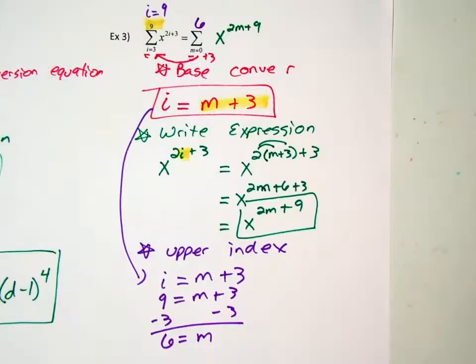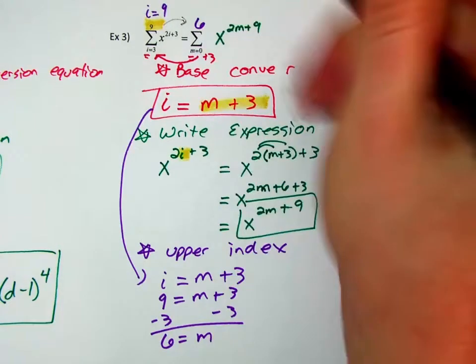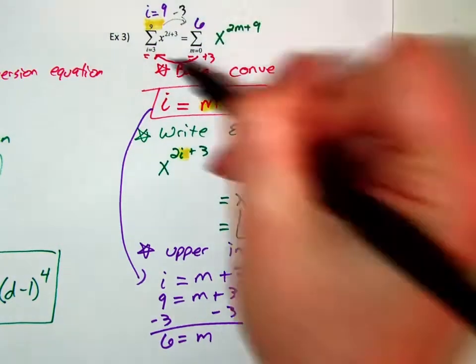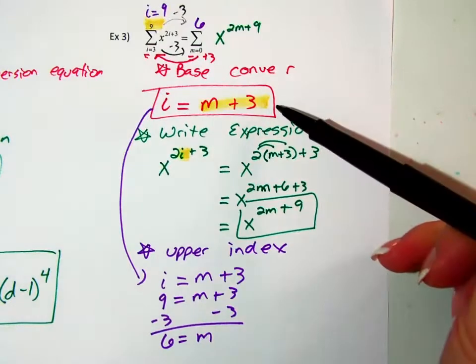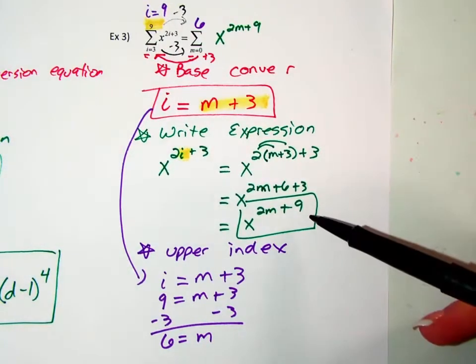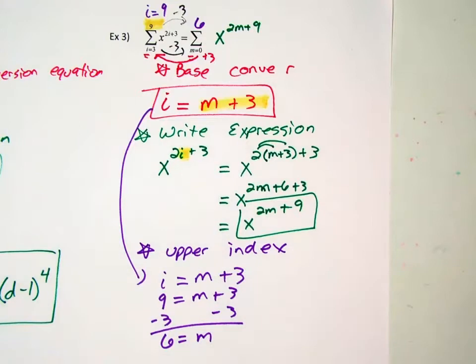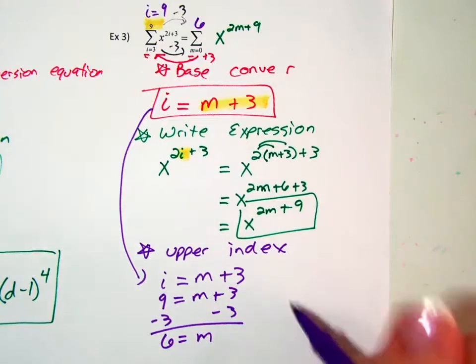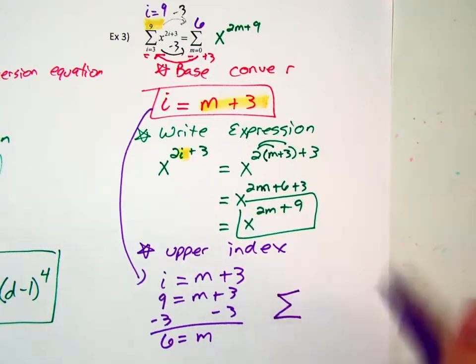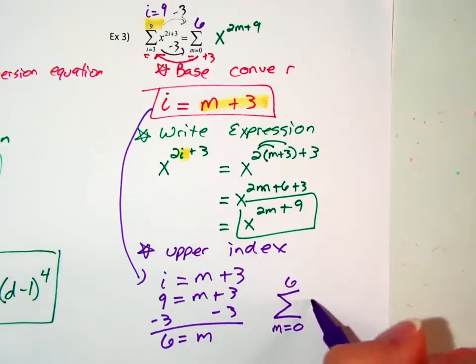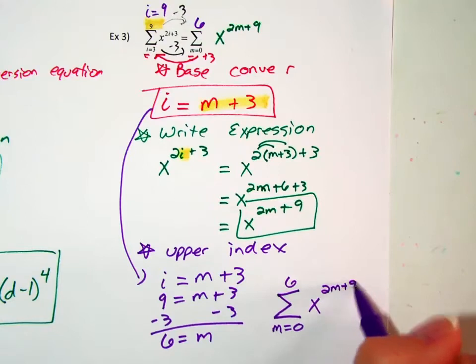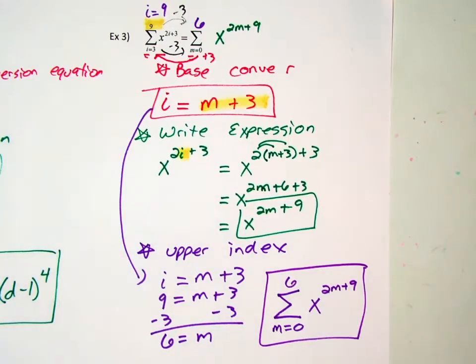And before I write my actual final answer, we're going to just double check. To get from 9 to 6, we subtract 3. Would that work here? From 3 to 0, yes, you would subtract 3. So that tells me that yes, this base equation really did work, and yes, this actually is the expression, and yes, this is the upper index. So my final summation with the new index is from m equals 0 to 6 of x to the 2m plus 9. Now you need to try the last two problems on your own and be prepared to go over it in class.